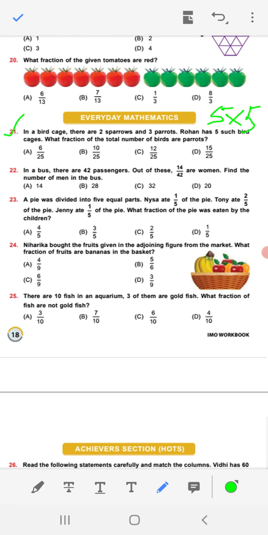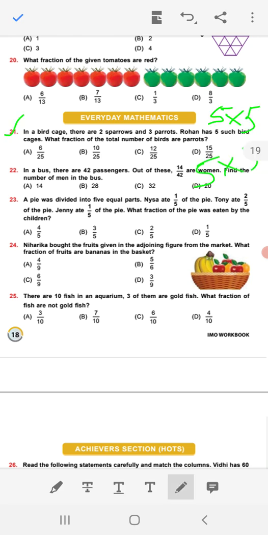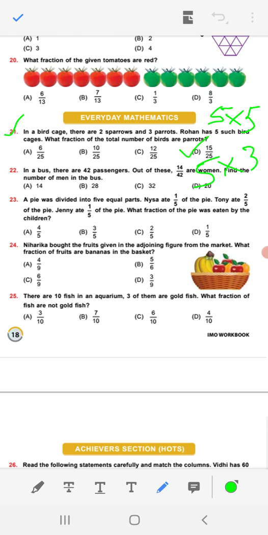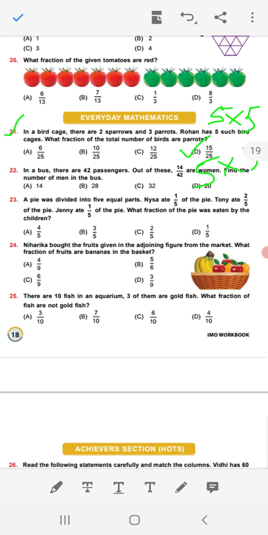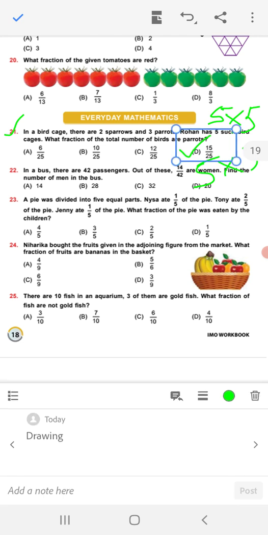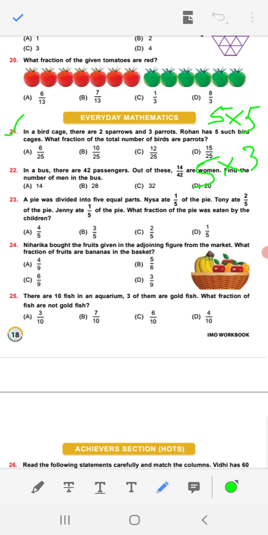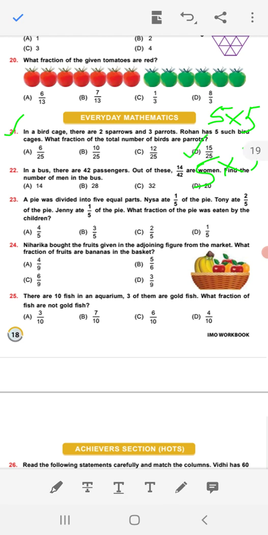Total 25 birds. Out of them, how many parrots? In each cage there are 3, so the fraction for parrots is 15 by 25. So this becomes option D. Option D is the correct answer.